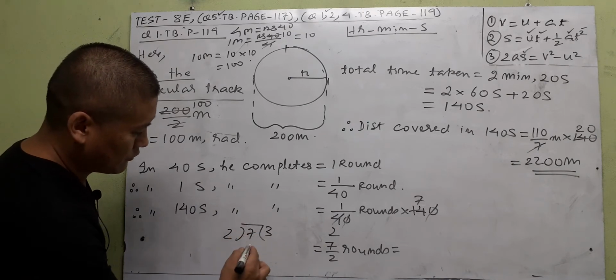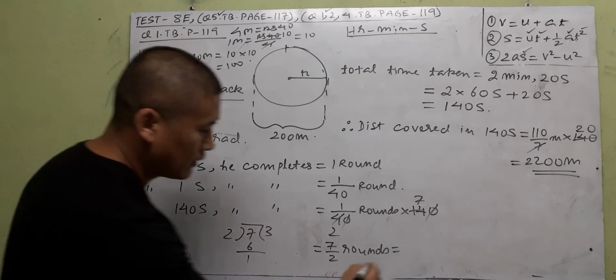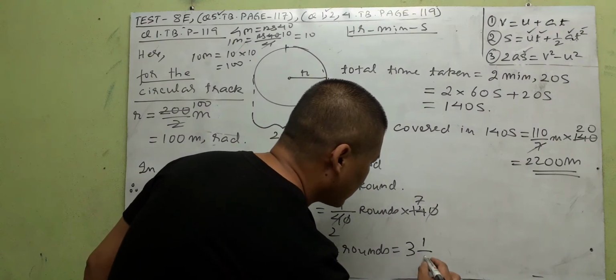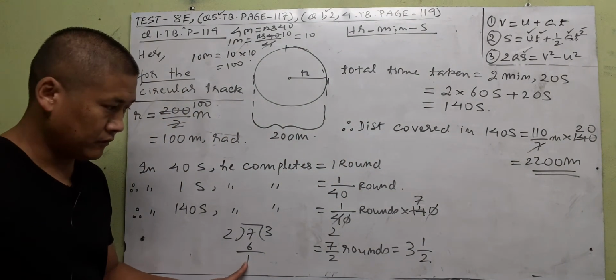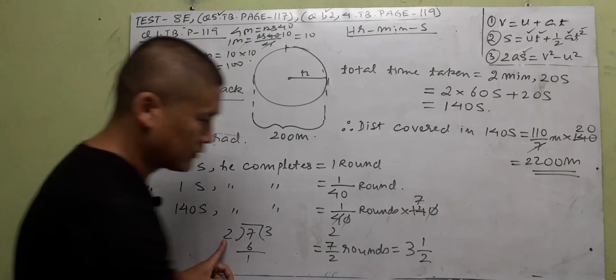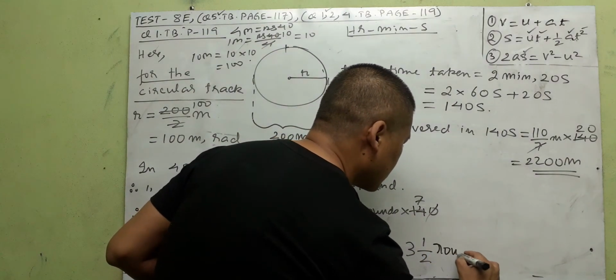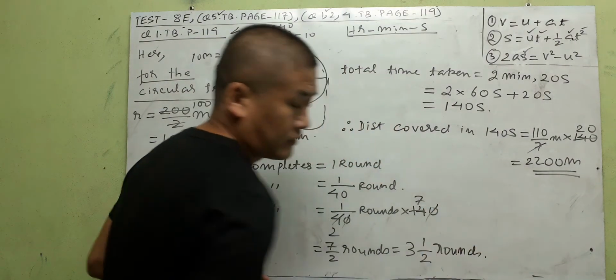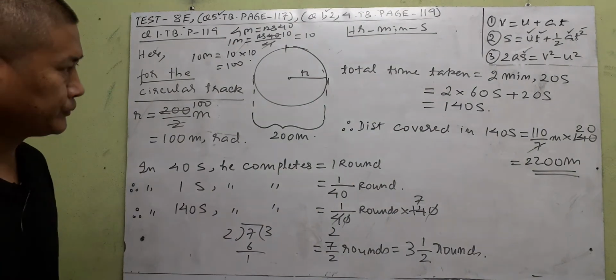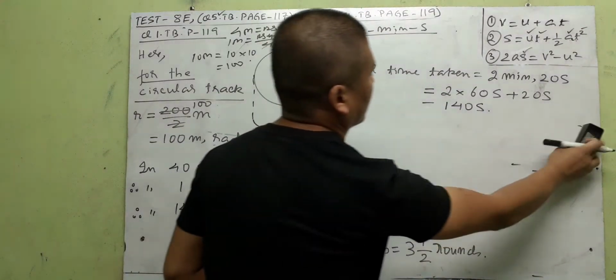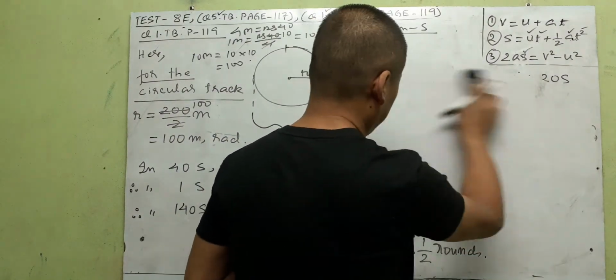Which in other words is by division. 2 threes are 6, so 1 remainder. So you can write the quotient, remainder, divisor. Remainder up, divisor down. So 3.5 rounds. 3.5 rounds of the ground. So that will give us the clue for displacement.